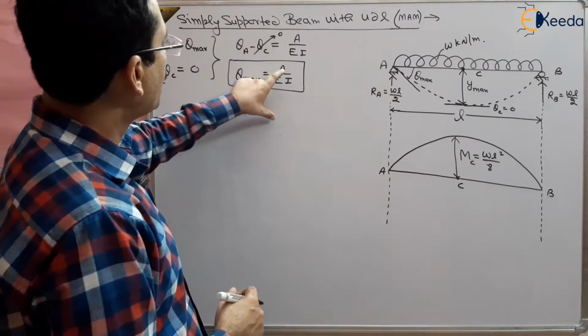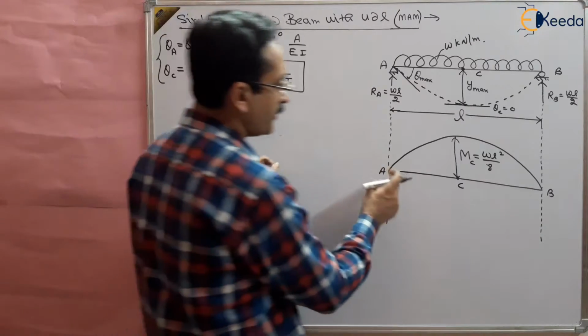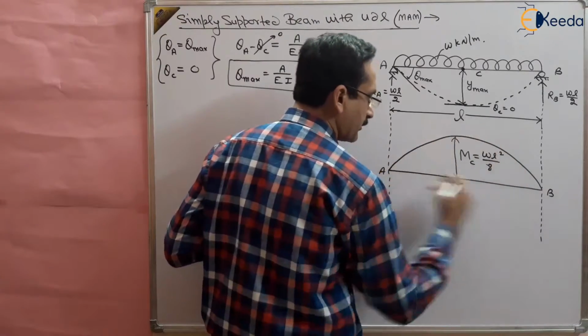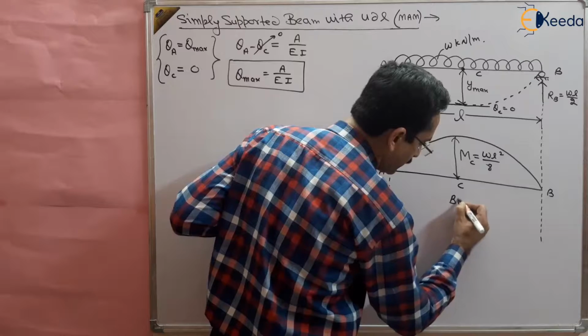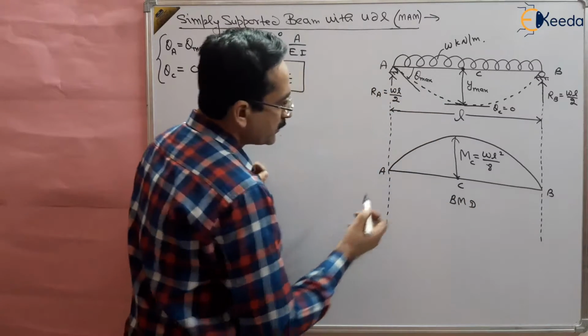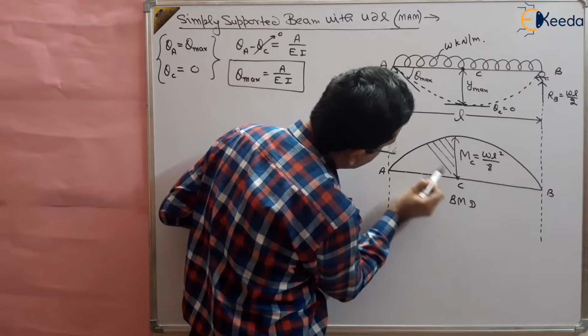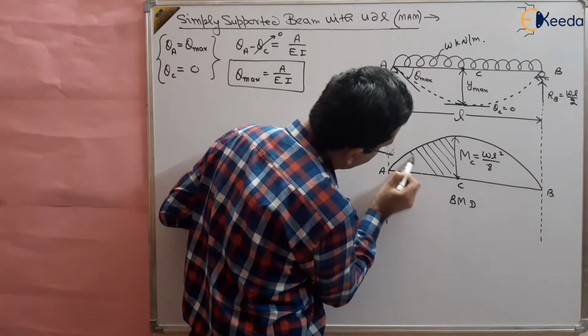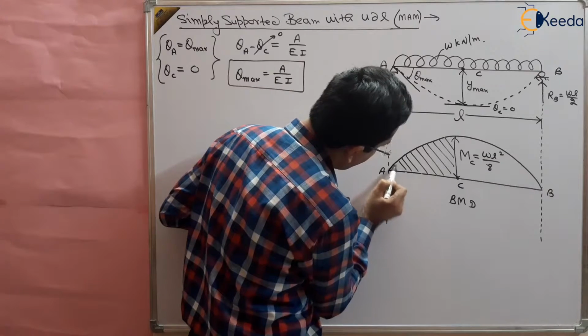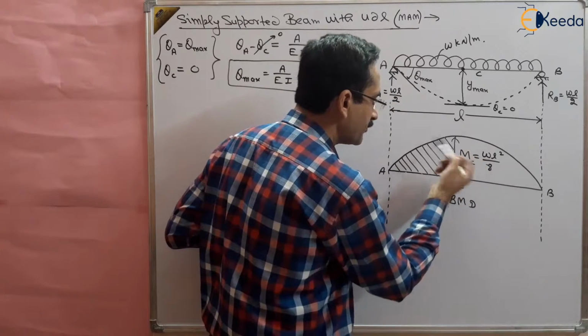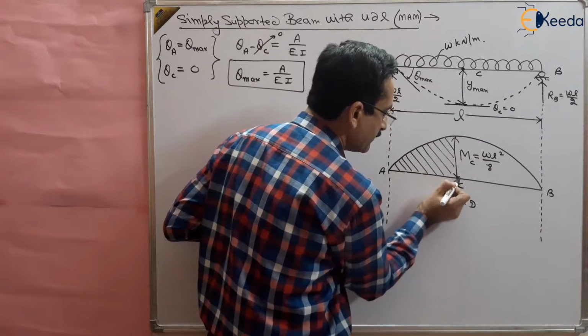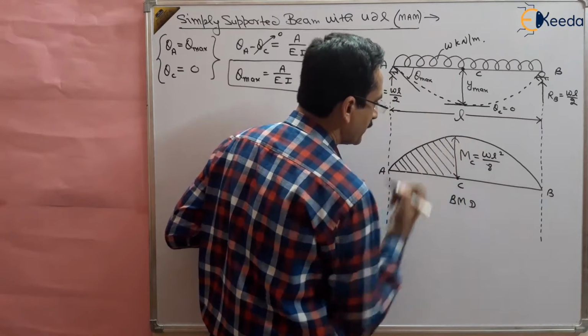Now if we want to find out the area, we have to find the area between A and C of the bending moment diagram. This is our bending moment diagram. So the area between A and C is this area. This is the area of the bending moment diagram, right? And it is a parabolic curve, with concave inside. This is the parabolic curve, right?